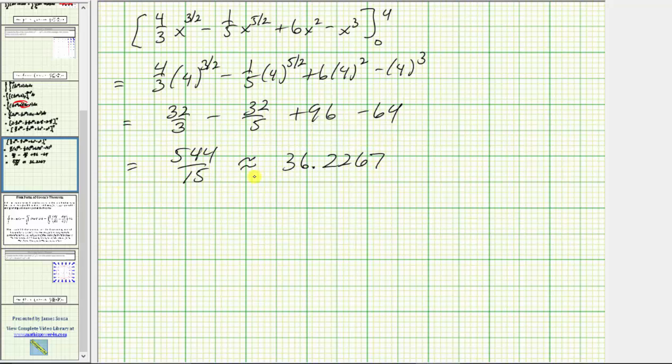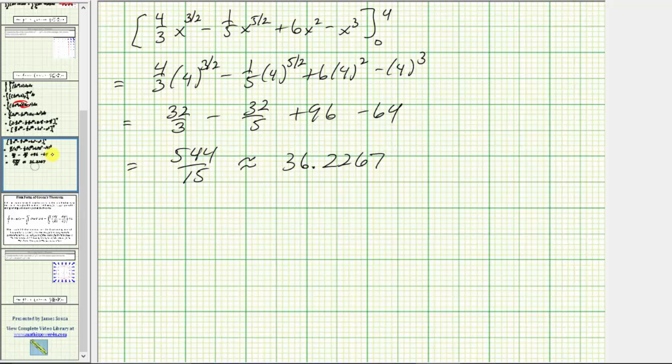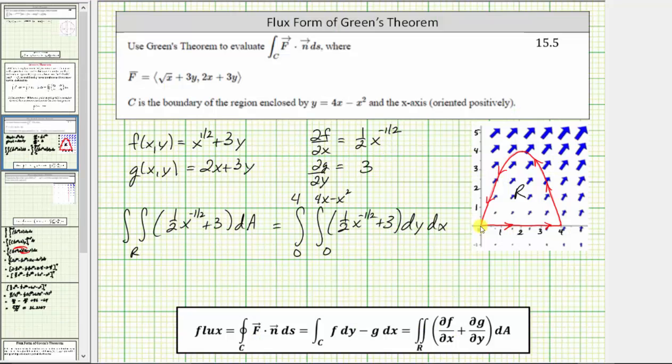Now remember, this is the flux of the vector field along the curve C, and the flux measures the flow moving across C. So because this value is positive, this tells us there is more flow passing through the curve C away from the region R rather than passing through C moving toward the region R. And the vector field does verify this result. I hope you found this helpful.